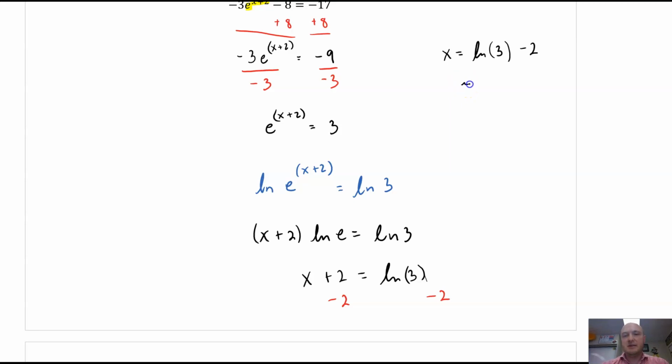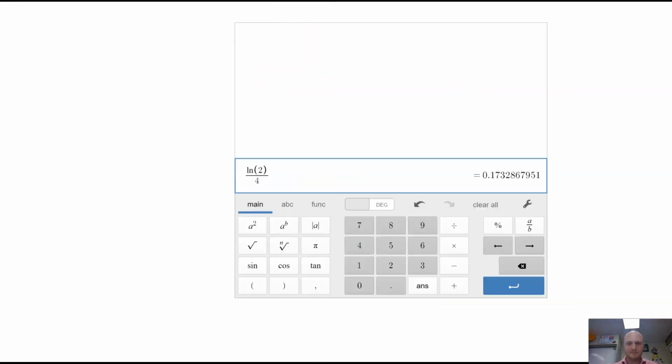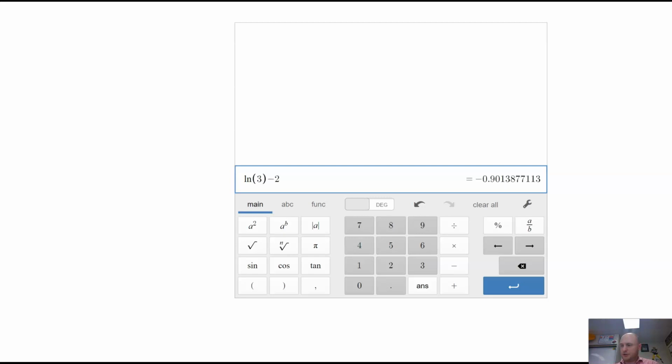So let's see what this is approximately. Natural log of 3 minus 2 is approximately negative 0.901.